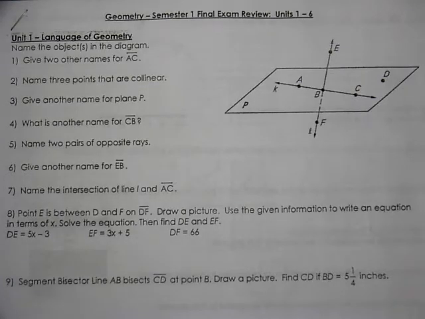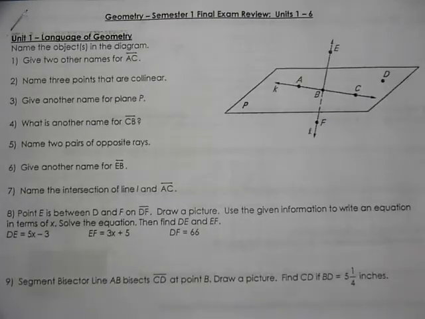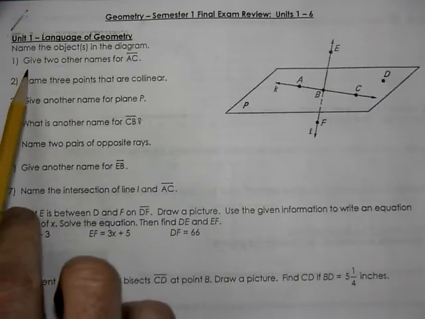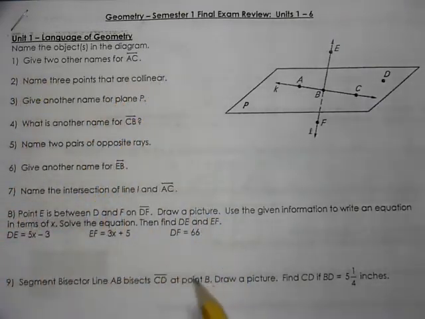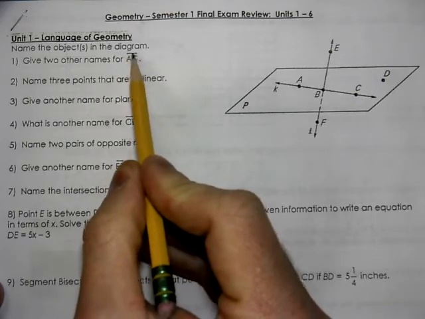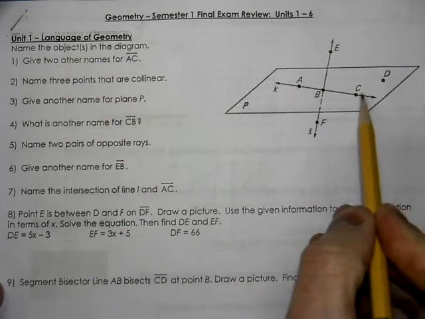This is Geometry, Semester 1, Final Exam Review. We're looking at Unit 1. And we're supposed to give two other names for line AC. You know this is line AC because of the little arrows that are on either side. Well, line AC is here.